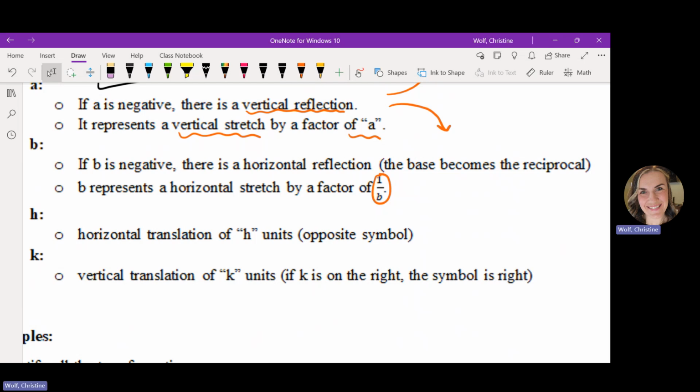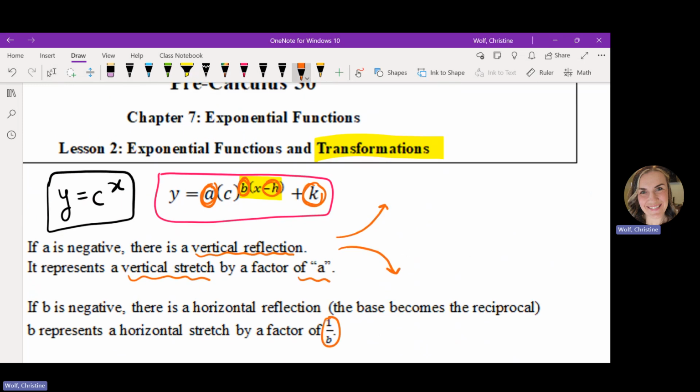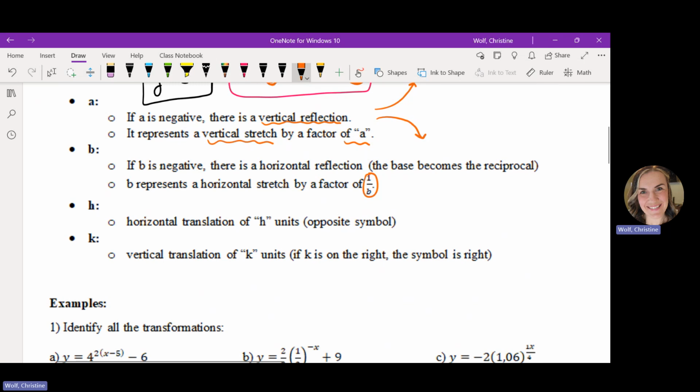And finally, remember how I said in chapter 1, if K is on the right, the symbol is right? Do you guys remember that? Okay, so K, this number at the end here, that's what we shift vertically. Okay, so that's going up or down, and we don't mess with that symbol as long as K is on the same side of the equation as all the other business, all right? So that's just a review of stuff you already knew.